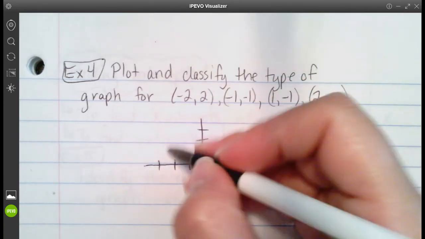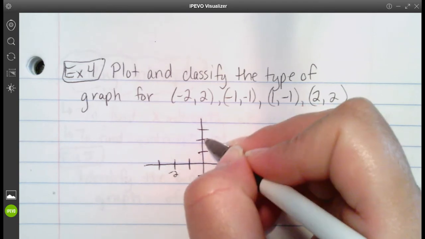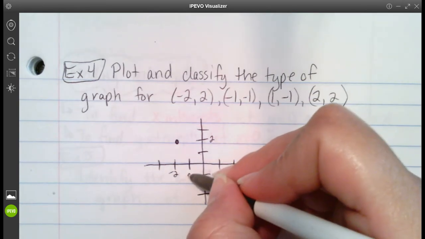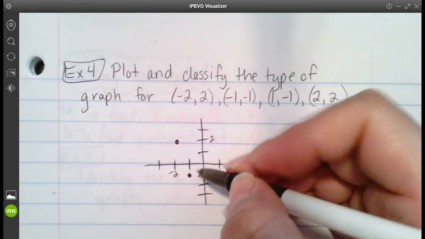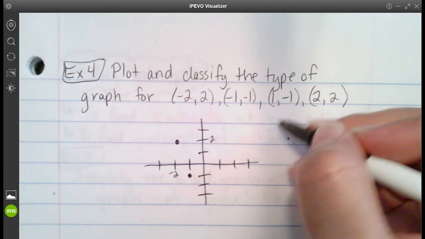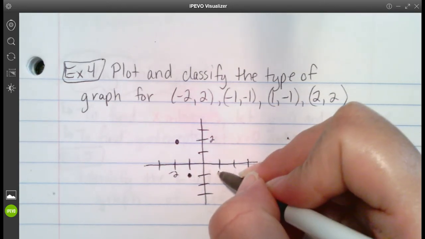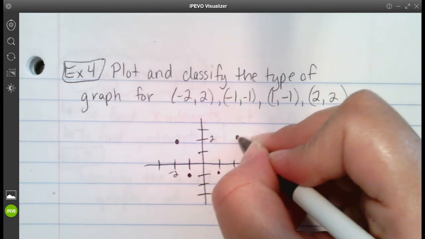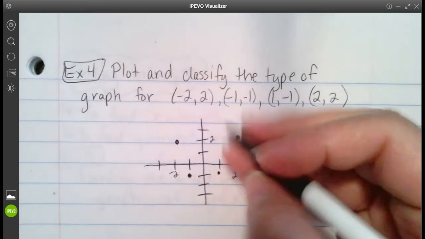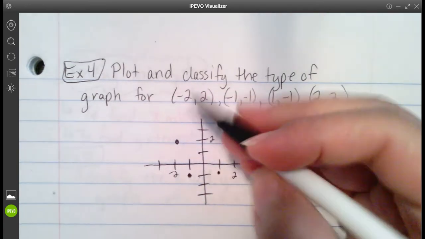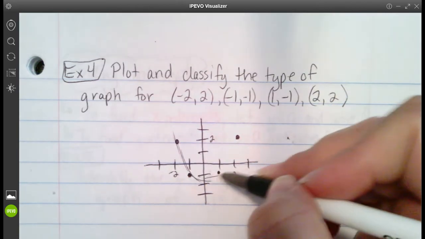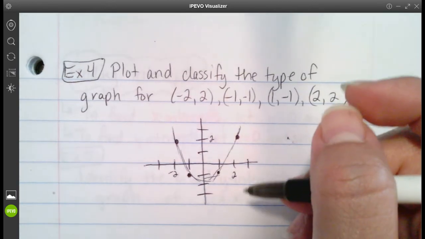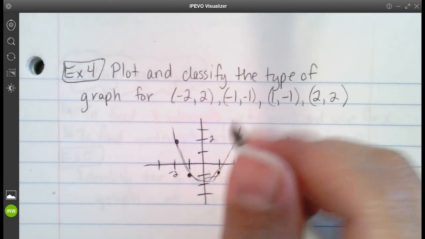Okay, we have (-2, 2), so (-2, 2) here somewhere. (-1, -1). I'm not going to put the number there because that was kind of close to the line. I'm sorry, (1, -1). So that one's right here. And (2, 2). So I can put that one. Okay, so it kind of looks like the graph that I had on the other side, something like this. But the problem with this example is that we are not given an equation, okay?